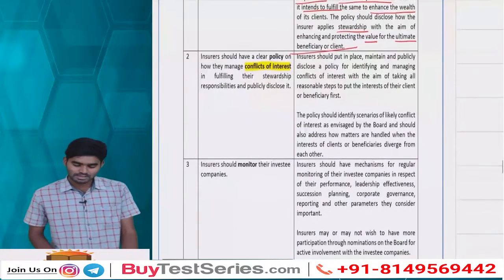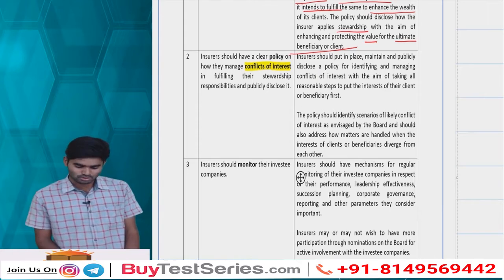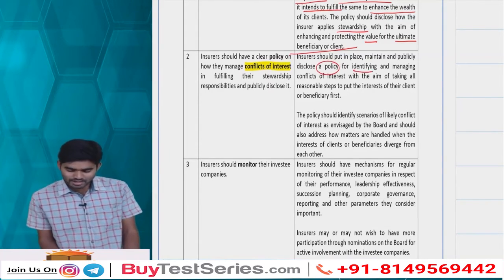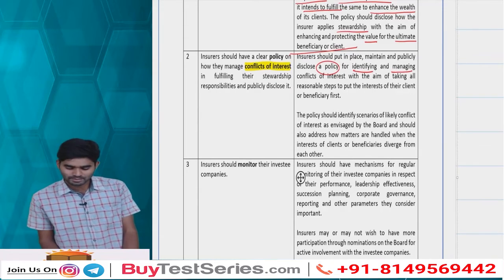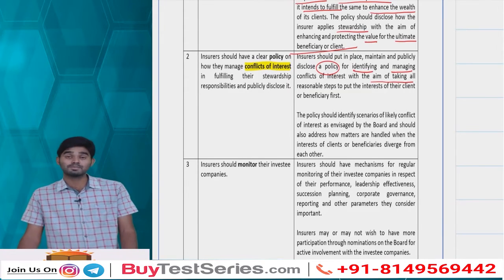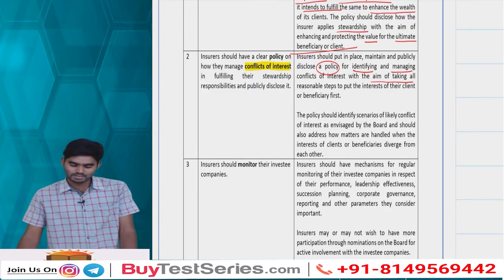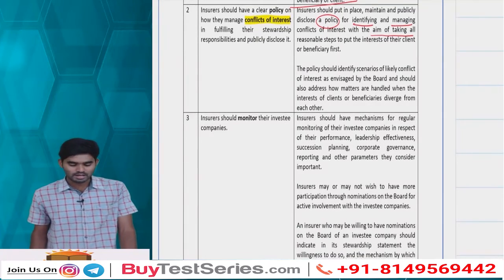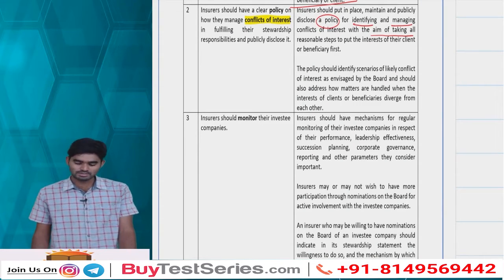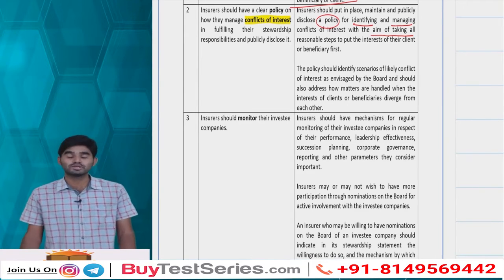So what it says, the insurer should put in place, maintain and publicly disclose a policy for identifying and managing the conflict of interest with the aim of taking all the reasonable steps to put the interest of their client or a beneficiary first. The policy should identify the scenarios of likely conflict of interest as envisaged by the board of directors. It should also address how matters are handled when the interests of the clients or beneficiaries diverge from each other. So I've discussed this in the earlier code too, UK Stewardship Code.